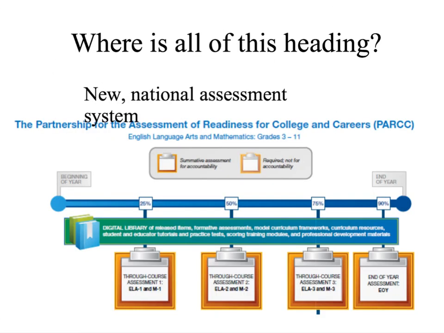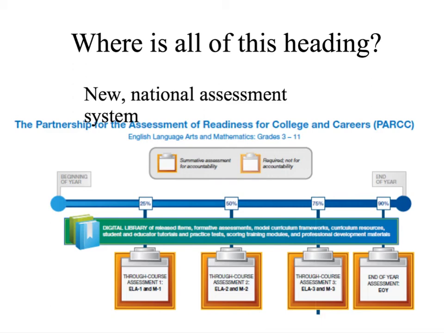As many of you have heard, all of these new standards are heading towards a new national assessment. Common Core was the first set of national standards in this country that were adopted by a significant number of states. And the federal government, as part of the Recovery Act in 2007 or 2008, put out a $350 million grant for organizations to create a national assessment for English language arts and mathematics. Two consortiums won. One was called Smarter Balanced, and the other, which New Jersey adopted, was the Partnership for the Assessment of Readiness for College and Careers, or as you know it, PARCC.